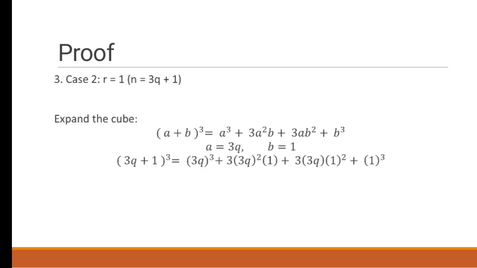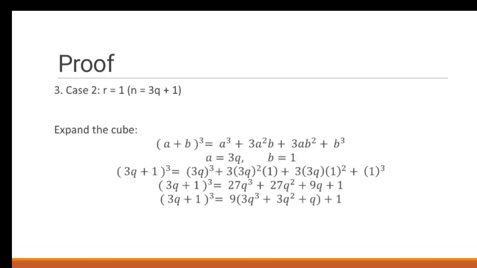So by substituting a and b, we will get the quantity of 3q plus 1 cubed is equal to the quantity of 3q cubed plus 3 times the quantity of 3q squared times 1 plus 3 times the quantity of 3q times 1 squared and plus 1 cubed. Following that, we will simplify the quantity of 3q plus 1 cubed. So it will be 27q cubed plus 27q squared plus 9q plus 1.